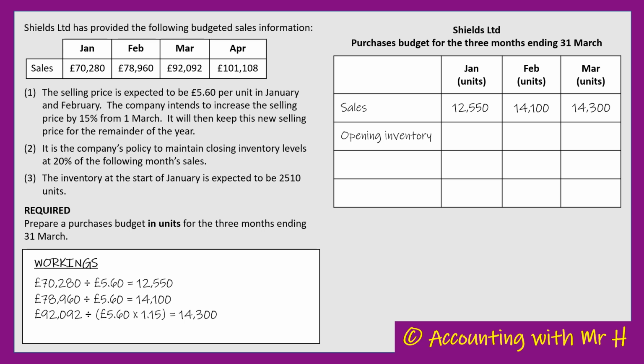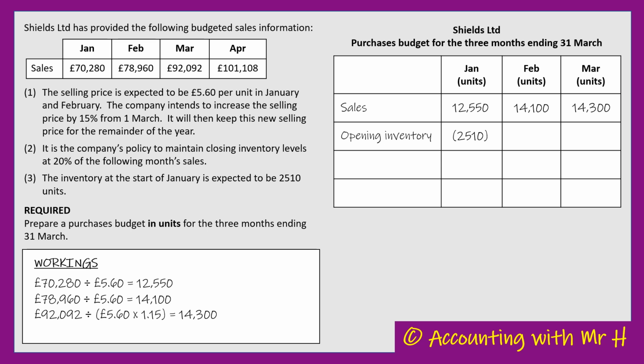So that means they've got to surely buy 12,550. Well, not if they've already got any. And point 3 told us the inventory at the start of January is expected to be 2,510 units. So if they've already got those, they won't need to buy them. So I'm going to take those away.